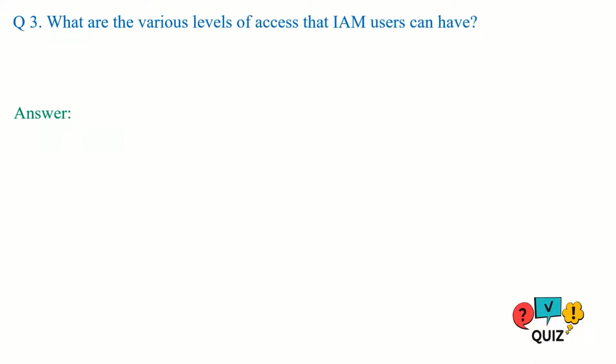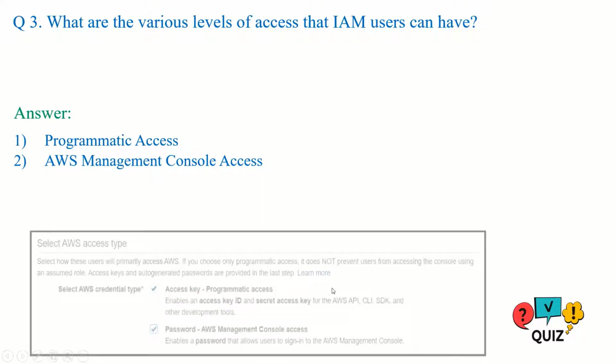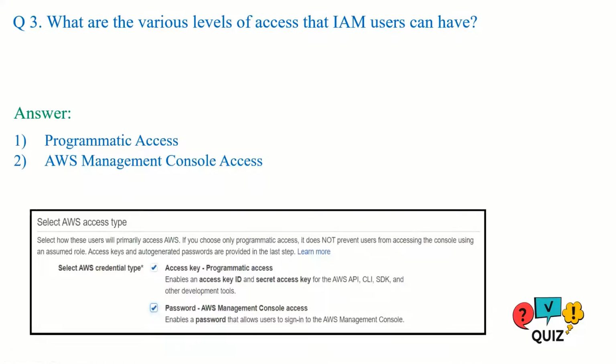What are the various levels of access that IAM users can have? Admin level and user levels. Okay. Anybody else? Okay, so we have two programming level access. That is, one is programmatic access and another one is AWS Management Console access. Do you remember this particular screen while creating a user?